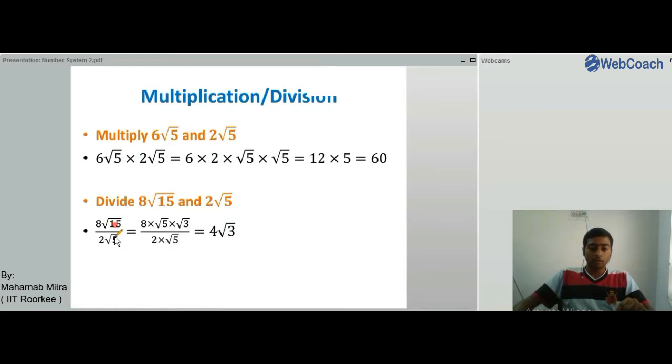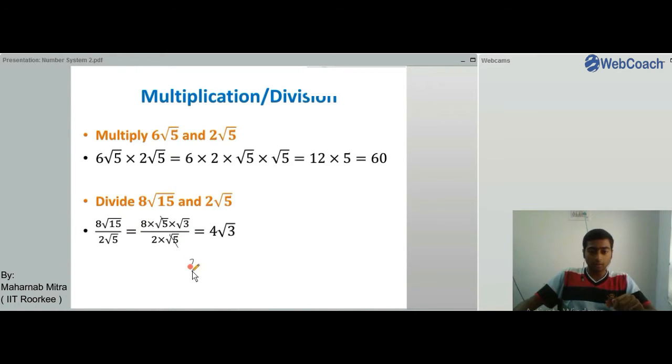So let's look at the answer. Here we have tried to divide these two numbers, 8 root 15 divided by 2 root 5. To make the square root of 5 cancel out, we have broken square root of 15 into square root of 5 times square root of 3, right? And what you can see is, from the numerator and denominator, we can strike off square root of 5, or in other words, we divide the numerator and the denominator by square root of 5. We can do it because it is an equivalent operation, right?